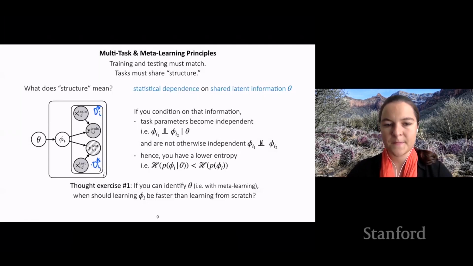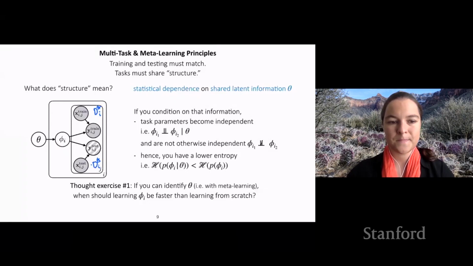Yeah, I have one question. So here, if knowing phi i, does it mean that x train, y train is independent of x i test, y i test? Yeah, so once you know the task-specific parameters, then the training set and the test set are independent. And this is because we assume that our training set and our test set are sampled IID. They're sampled independently from the task distribution. So once you know the task, then these can be independent.